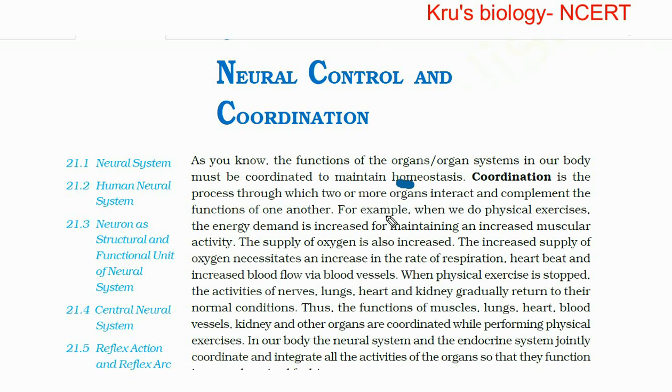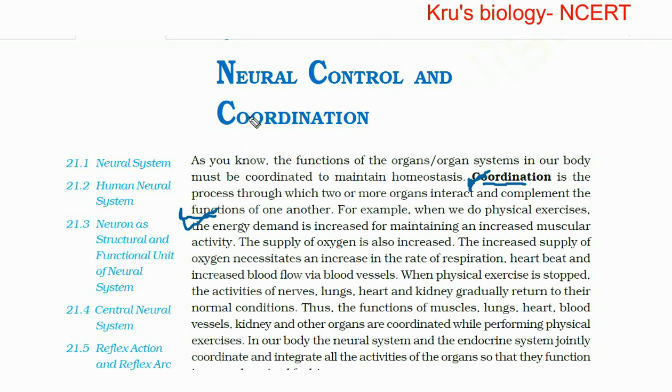And second one, that is coordination. What do you mean by coordination? Coordination is the process through which two or more organs interact and complement the function of one another. Two or more systems like the digestive system, respiratory system, excretory system interact with each other and complement the function of each other. They are helping each other. That is called coordination. And all these systems are controlled by neurons.